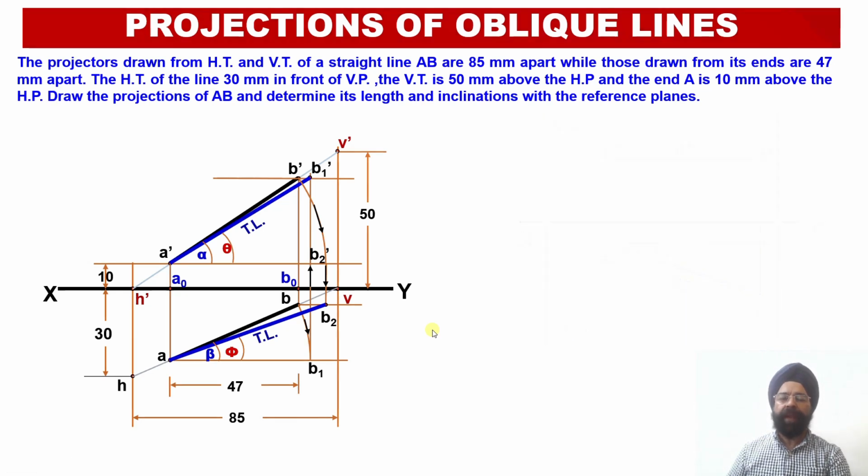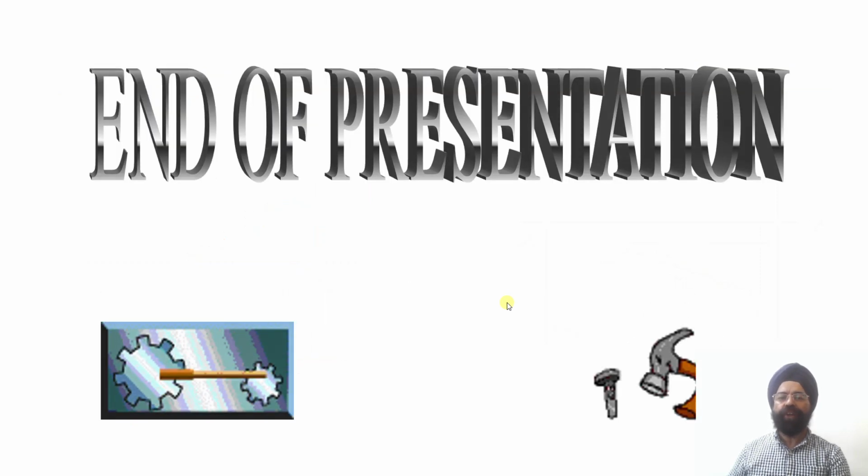So this way, with the given information from the traces and from the distances between the projector lines through the ends of the line, we have been able to obtain the projections of the line, and the true lengths of the line in the front view as well as in the top view. Besides this, we have been able to obtain the orientations of these projections as well as the true lengths with respect to HP and VP. So this is all for today.